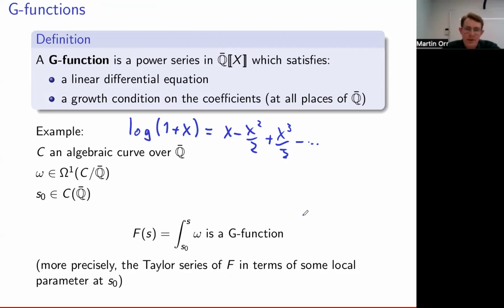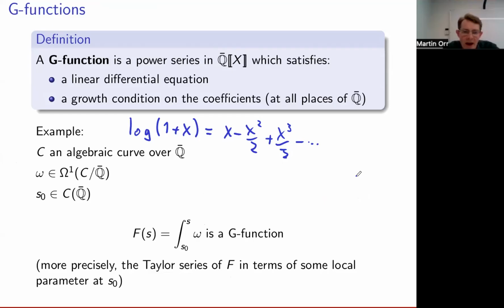And this idea was due to Siegel. Siegel gave this as an example originally when he defined them, and this happens to be the example, the G functions that I'm going to want to use in order to prove something about unlikely intersections.